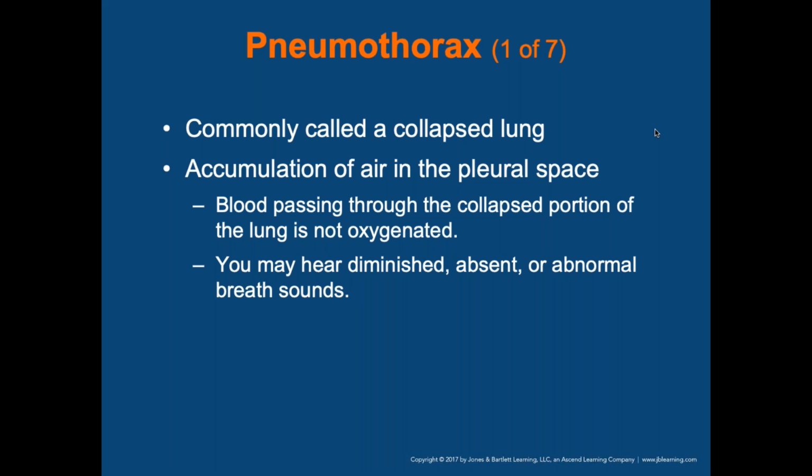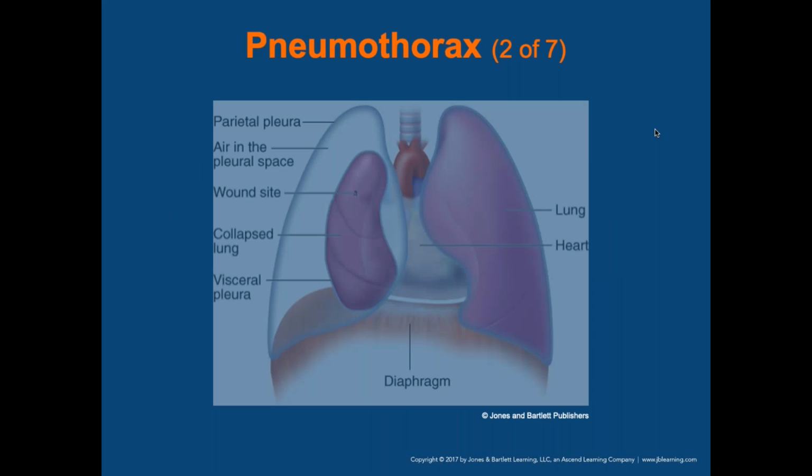Pneumothorax is commonly called a collapsed lung, which is an accumulation of air in the pleural space. So blood passing through the collapsed portion of the lung is not oxygenated at that point. So you may hear diminished, absent, or abnormal breath sounds on one side, as you can see in this photo here.